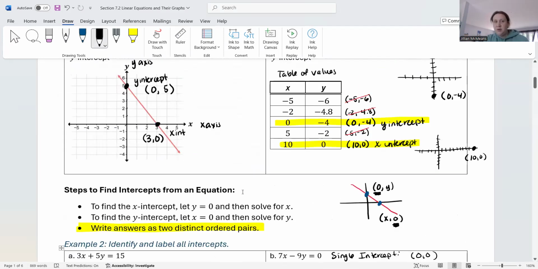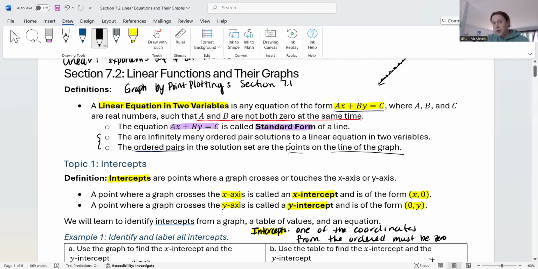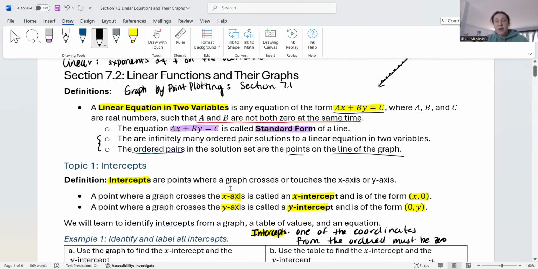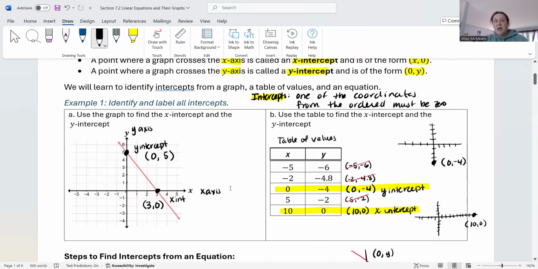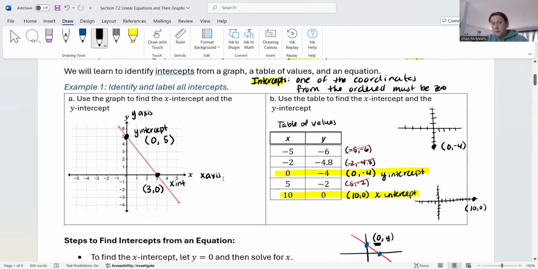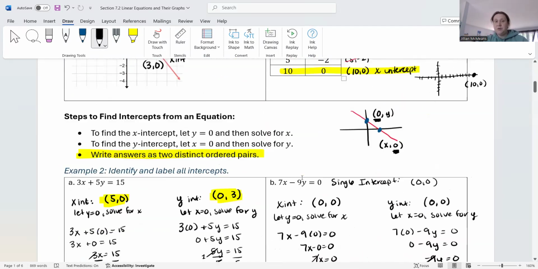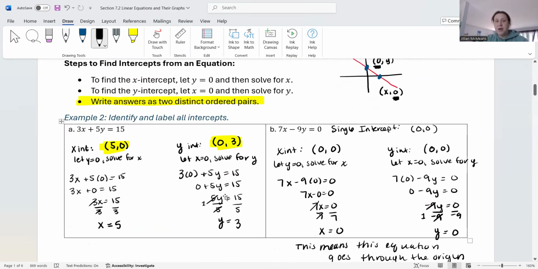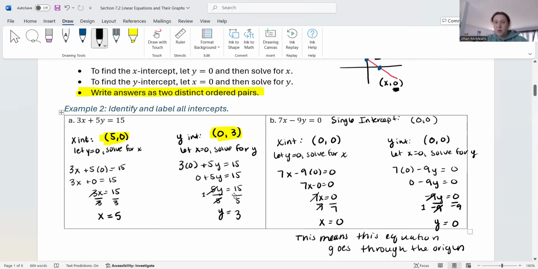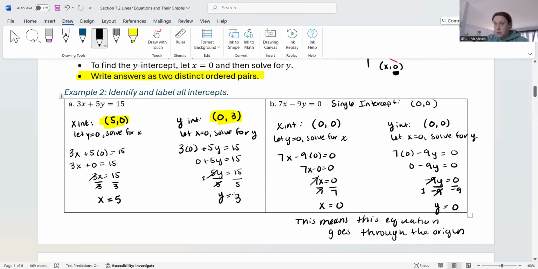This was kind of a longer video because we had to describe what is a linear equation, not just describe it, but define it. We had to talk about what intercepts are. And we were able to find intercepts from a graph, a table of values, and of course, equations. Okay, so in the next video, we will talk about how we can actually use intercepts to graph a line, very specifically a line.